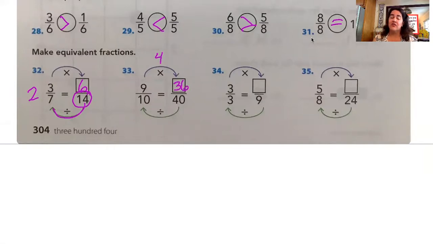Second graders, if you are getting these correct, I am so proud of you. And if you're not, it's okay. But when we have tutoring, make sure you talk to me and we will work on it.